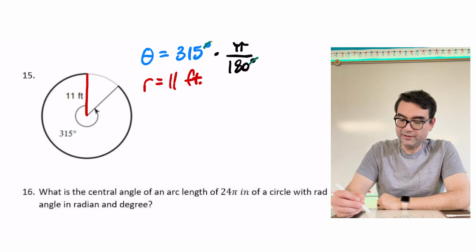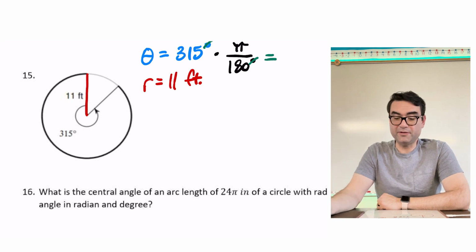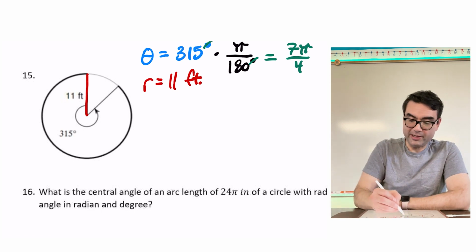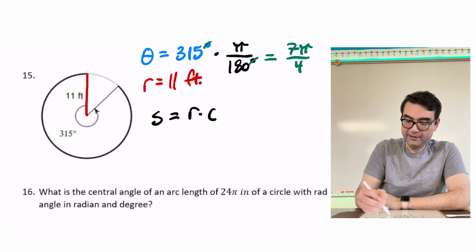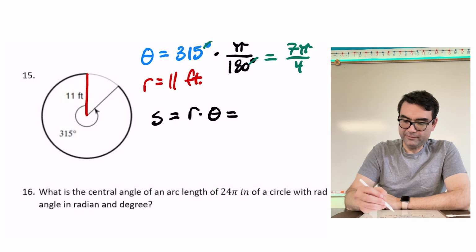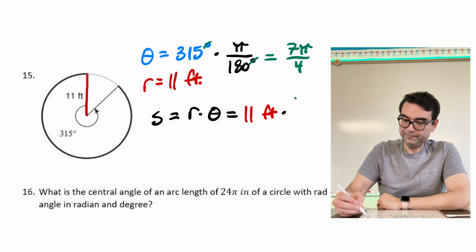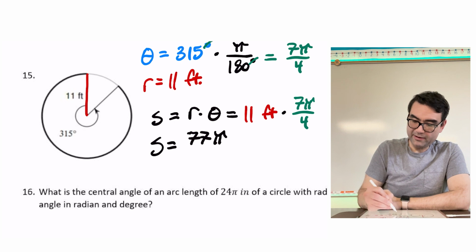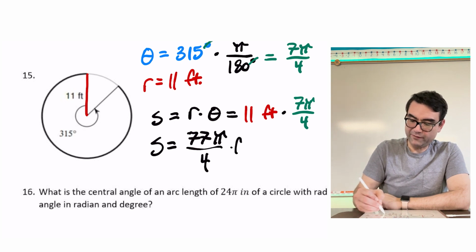The degrees cancel. And I believe this is the one we found that if you reduce that fraction, 315 over 180, you get 7 over 4. So this is 7 pi over 4 radians. So to use our formula, this would be S equals r times theta, which would be 11 feet times 7 pi over 4. We would get the arc length S equals 77 pi fourths. And that would be in a unit called feet.